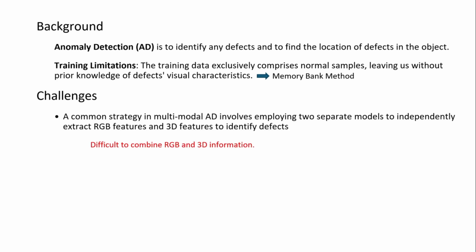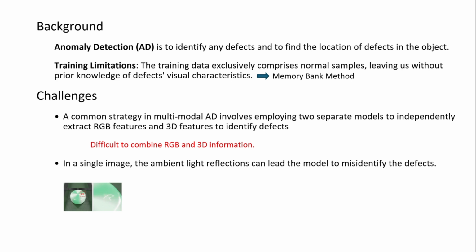We discovered two challenges in anomaly detection. The first challenge is that traditional multi-model methods usually train two separate models to extract RGB and 3D features to identify defects, so it is difficult to combine RGB and 3D information together. Another challenge is that ambient light reflection can lead the model to misidentify the defects in a single image. We can distinguish the anomalies in this object.